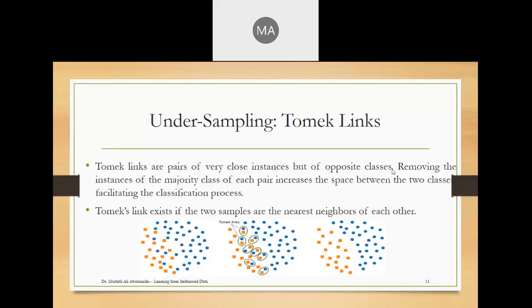Here, let's explain. For example, we have this situation. We have blue and orange shapes, a circle and a square. So the majority is the blue, while the minority is the orange. Okay. So how do we remove the majority cases?